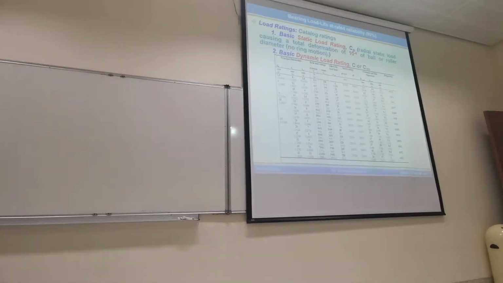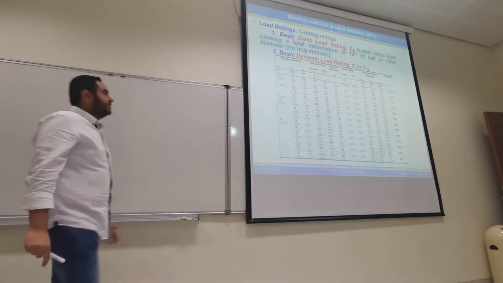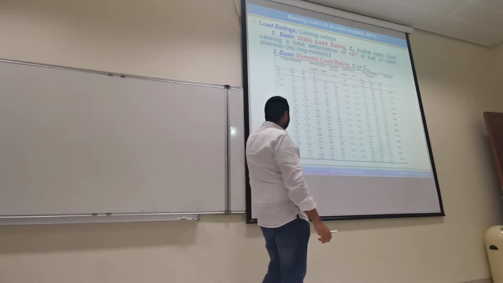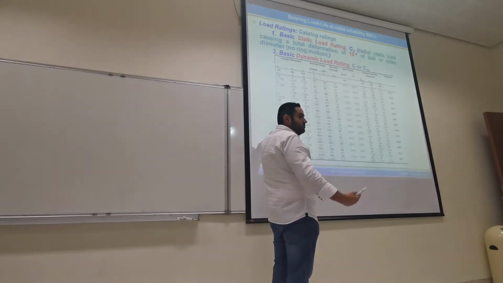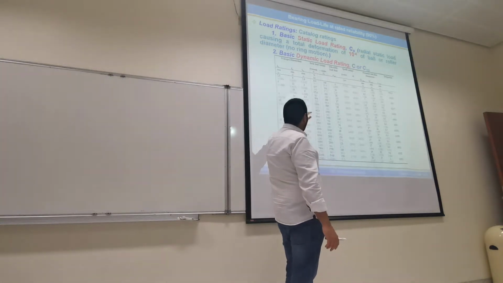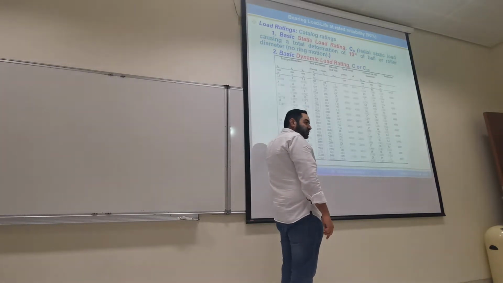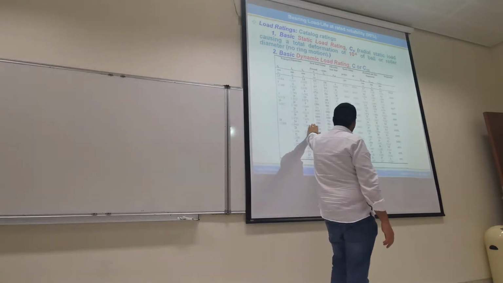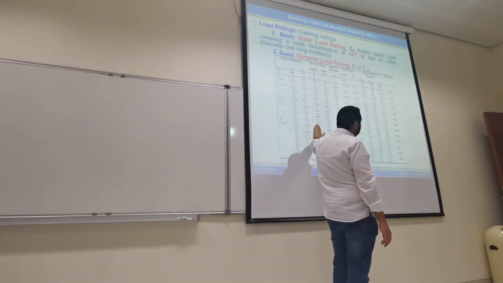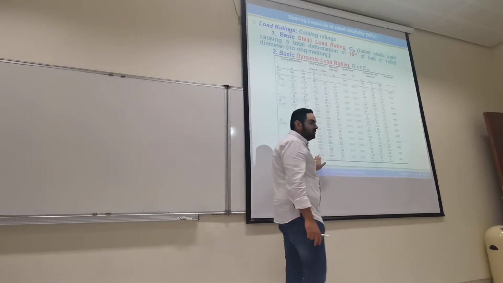Now, when we go and select a bearing from a catalog, we usually have multiple pieces of information about the bearing. We have the bore size, which is the inner ring diameter, which should match the shaft. We will have the outer diameter of the bearing that should match the housing, the width of the bearing, and the most important parameter is the dynamic load rating.